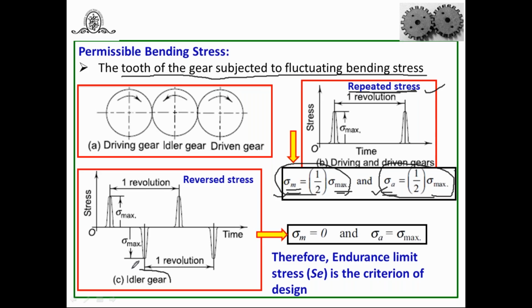But again, look at the idler gear, when it comes in contact with the tooth of the driving gear. You will get the stress on the stress time diagram, the sigma max here. Again, after half a revolution, you will get sigma max because it tries to rotate the driven gear. Then again in the driven gear you get the same magnitude sigma max, and it repeats. So you will find the nature of these stresses is reverse stress. Try to understand.